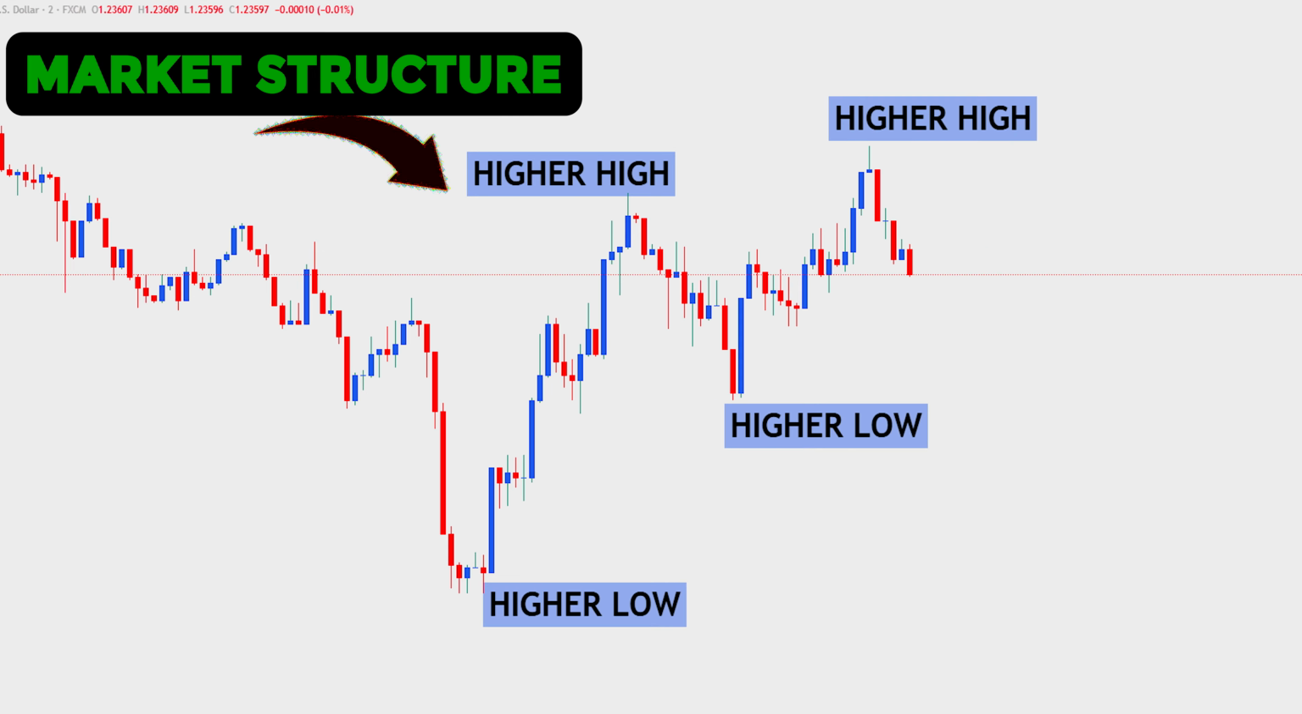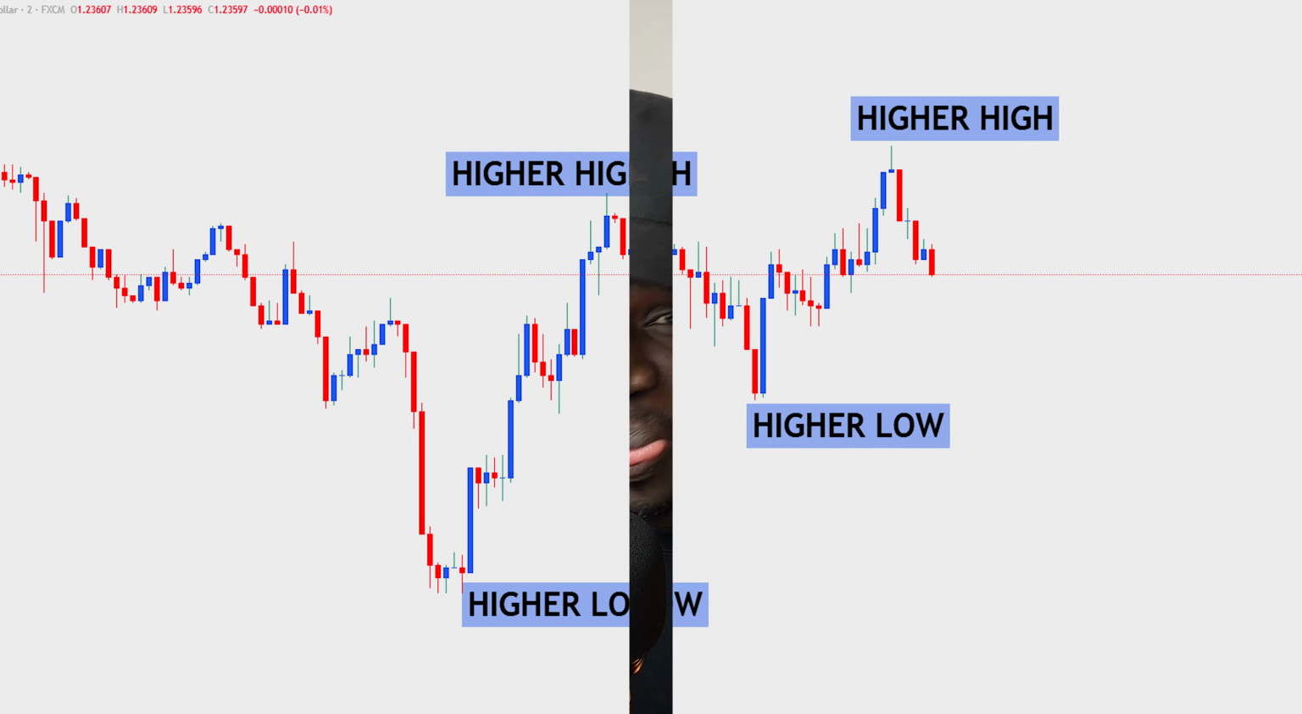As a professional price action trader, there are things that you must understand in the market. The first important thing is to understand the structure of the market. Without the structure, you are going nowhere. Without the structure, there is no way you'll be able to make money, because structure will help you to understand the actual direction of the market.